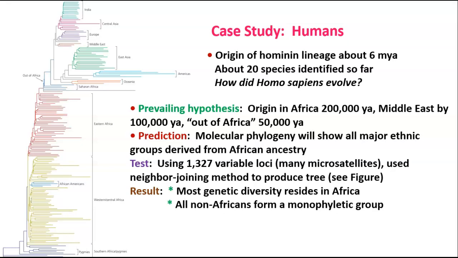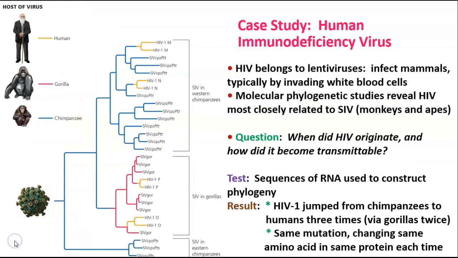So, again, molecular phylogenetics is able to shed light on questions of our own origins, of our own species, and how we spread around the world, that we otherwise would not have been able to answer. Let's take a look at another case study that is totally applicable and focused on humans, specifically the origin and evolution of HIV, the human immunodeficiency virus.